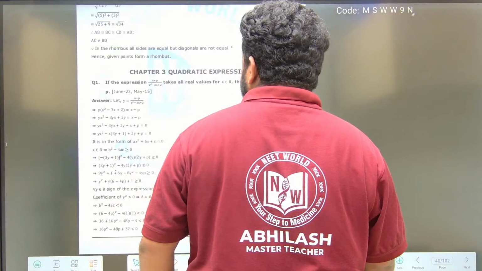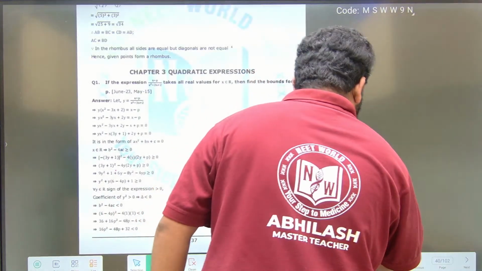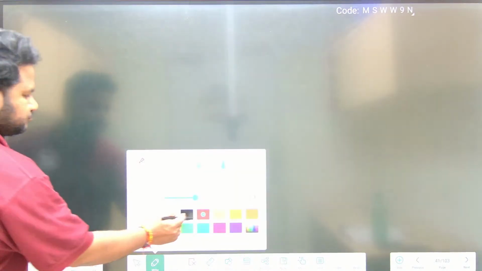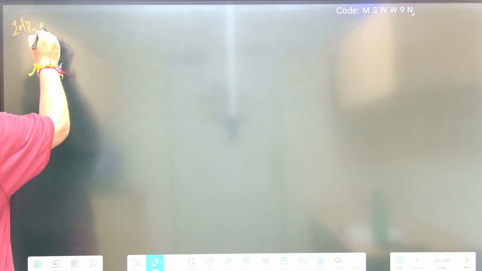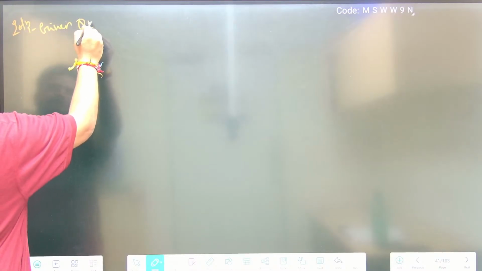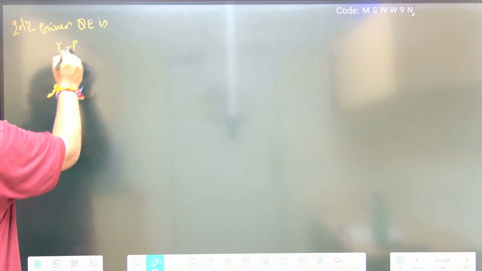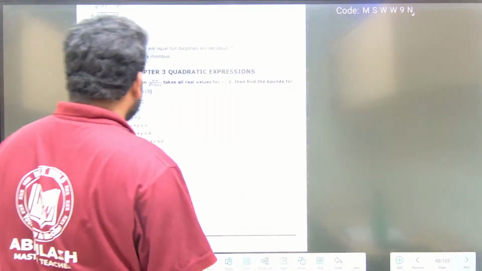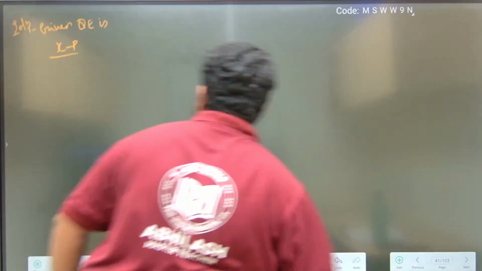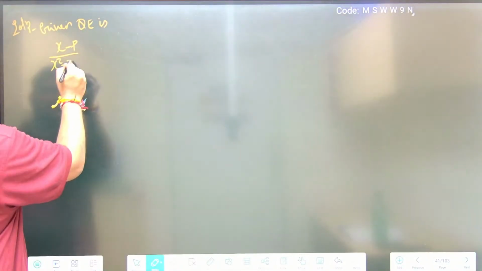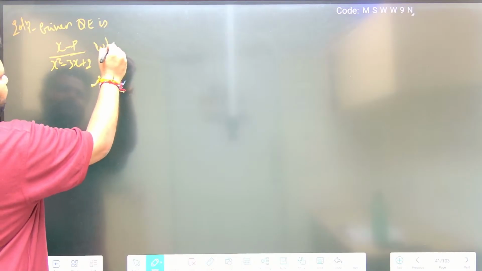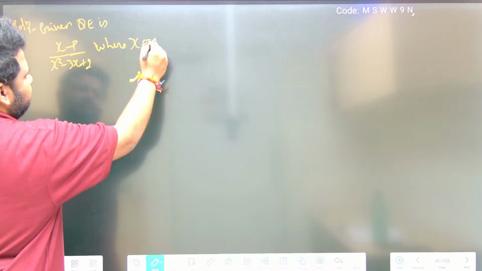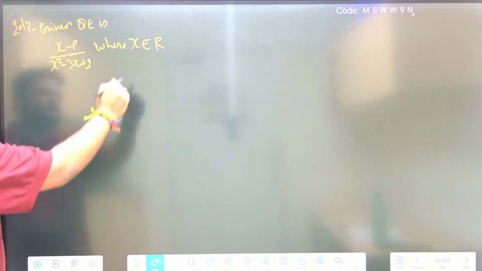So let us take this, friends. What is the question? (x minus p) by (x square minus 3x plus 2). Okay, let us solve this. Solution. Given quadratic expression is (x minus p) by (x square minus 3x plus 2), where x belongs to real numbers.